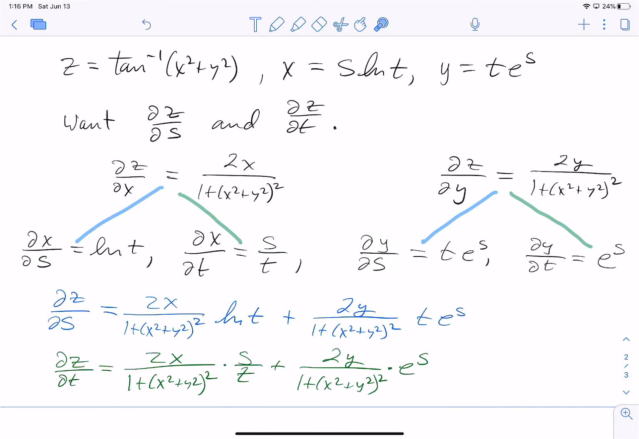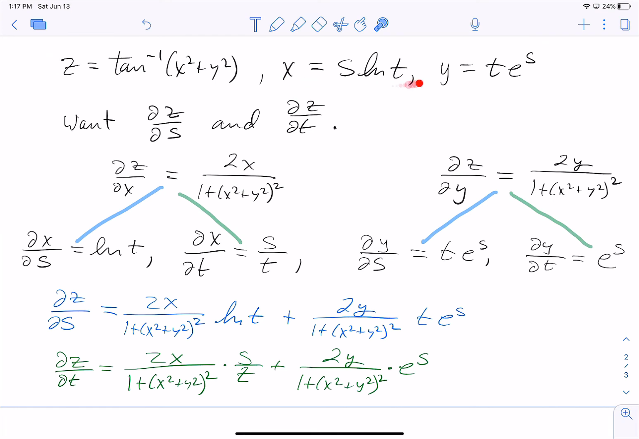Now you'll notice I'm using colors in a different way now. We have the partial of z with respect to x is equal to 2x divided by 1 plus the quantity of x squared plus y squared, squared. That denominator there being the derivative of the inverse tangent function, right? And then 2x in the numerator because of the chain rule. Then the partial of z with respect to y, pretty much the same thing, but 2y in the numerator divided by 1 plus the quantity of x squared plus y squared, squared.